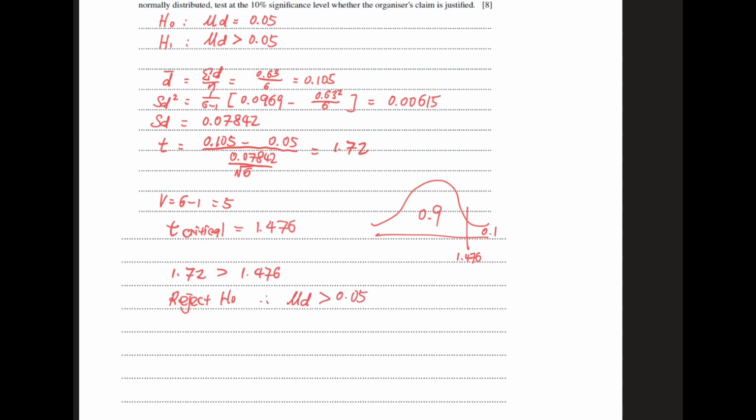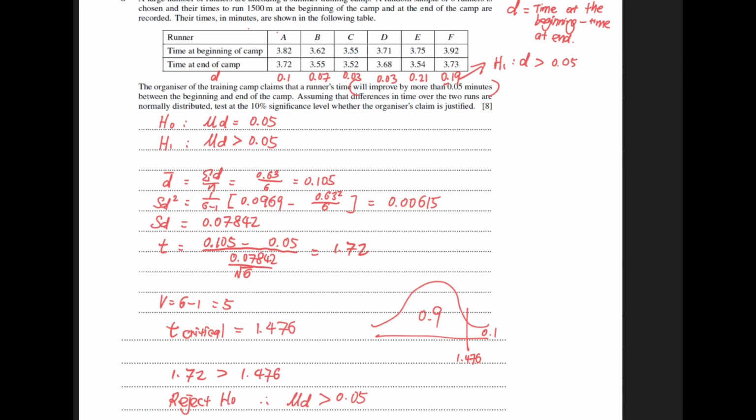Of course, it's good to write in words. You can just copy back the words, so copy back this particular part: the runner times will improve by more than 0.05 minutes. You can do something like that. So this question is finished. We have finished this chapter already.